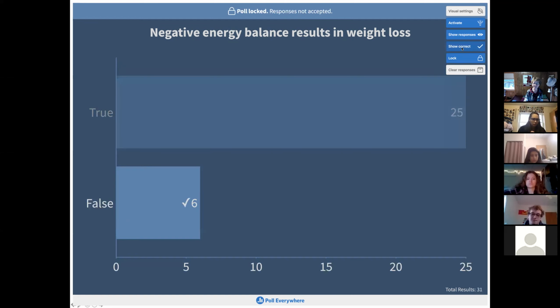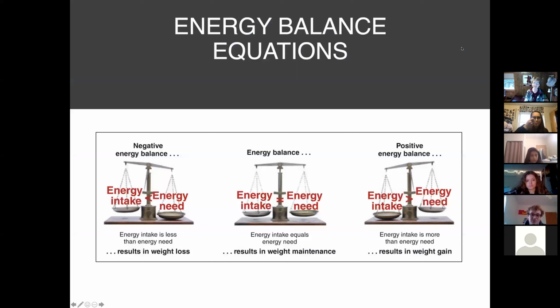The answer to this one is true. I'll fix it. It's true. Negative energy balance does result in weight loss. When we talk about the energy equations, weight is a balance of intake and expenditure. When you take in more calories than you expend, you're in positive energy balance and you gain weight. When energy intake is equal to energy expenditure, you're in energy balance and you should maintain weight. When energy intake is less than energy expenditure, this is my scale, you're in negative energy balance, and that should result in weight loss.